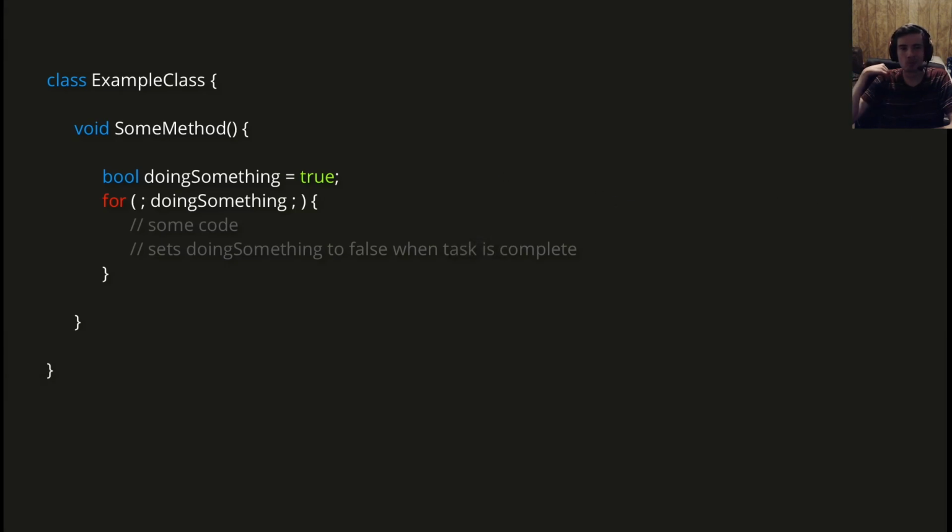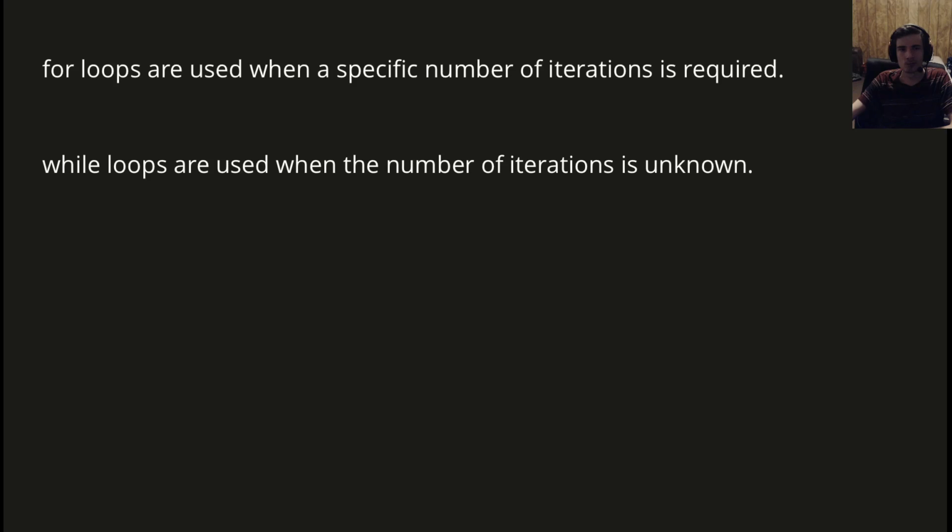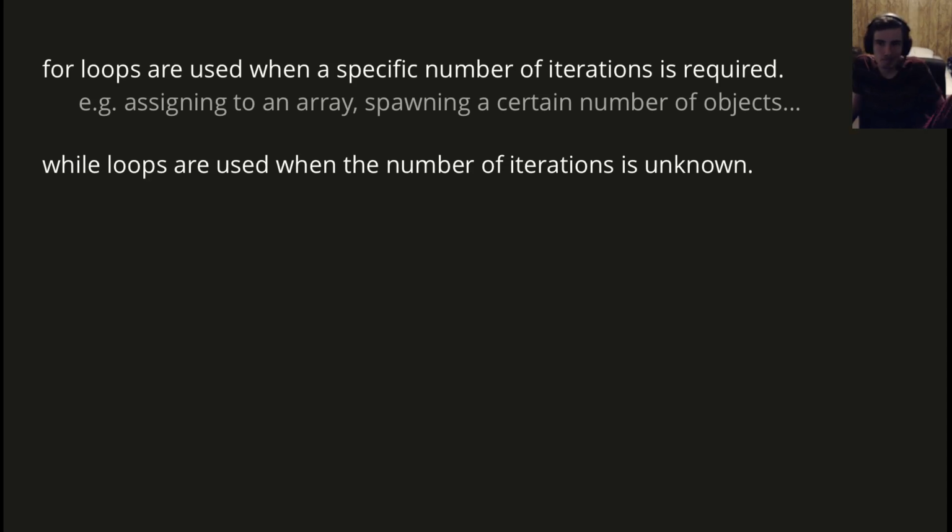Then we've got the same behavior as a while loop, but the syntax is kind of strange with these two extra semicolons. So you can see that both loops serve a specific purpose. In general, we use a for loop when a specific number of iterations is required, and we use a while loop when the number of iterations is unknown or difficult to calculate. We've already seen a practical example of where a for loop is useful, that being assigning values to an array, but you can imagine many more, such as spawning a certain number of enemies into a game, and so on.